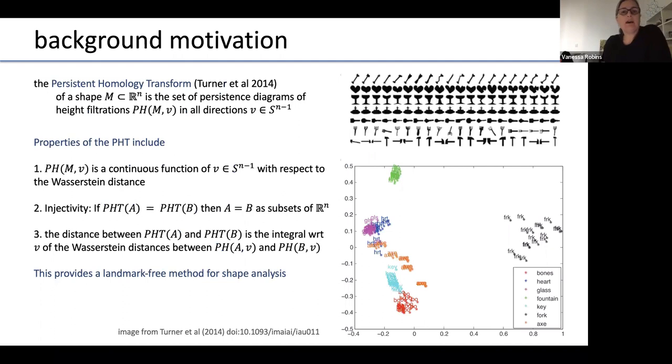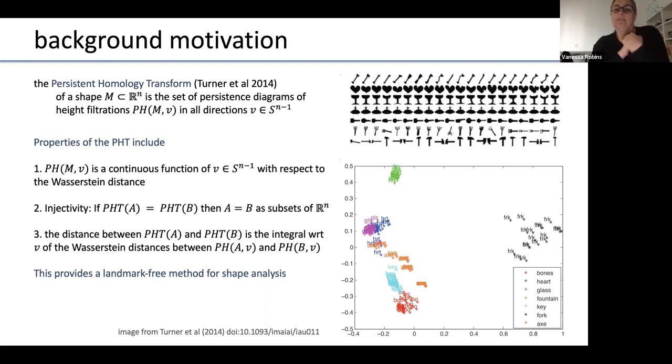So here we have just a very brief summary of the persistent homology transform. What's happening in this setup for persistence is that we've got a geometric object. It's a subset of Euclidean space. And the way it works is you take a height filtration over that object. So that means you're just computing the dot product of each point in our object with a particular direction vector. So that gives us the height filtration in a particular direction. And then we look at that height filtration and its persistence diagram for every single direction vector, okay?